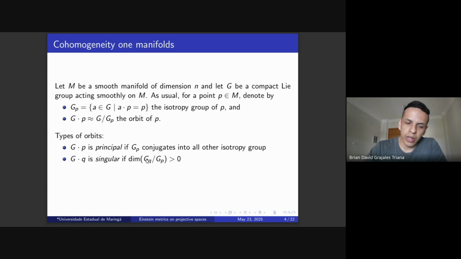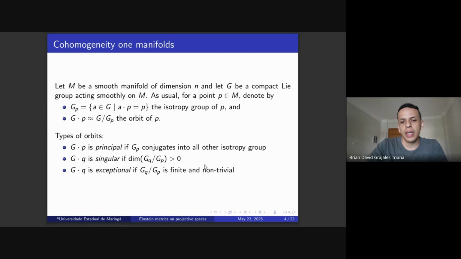And we have another type of orbits that are called exceptional. In this case, an orbit is exceptional if this quotient is finite and non-trivial. This means that the isotropy group of any element in the orbit is a finite extension of a principal isotropy group. We are going to say that this is a principal isotropy group, this is a singular isotropy group, and this is an exceptional isotropy group.